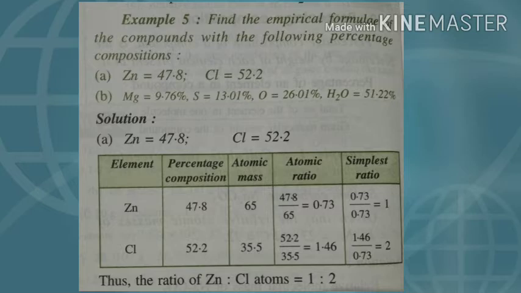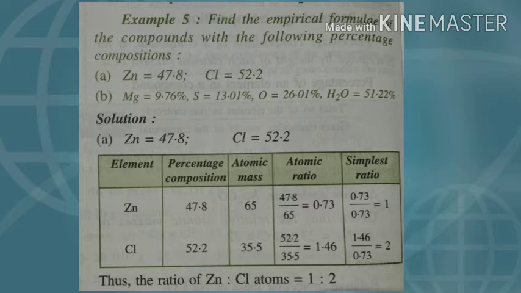So here you will be getting for zinc the smallest ratio or the simplest ratio will be 0.73 divided by 0.73. The value is 1. And in the case of chlorine, how to find the simplest ratio? Yes, you first write the atomic ratio 1.46 divided by the smallest number, that is 0.73. That is equal to 2. 1.46 divided by 0.73 equal to 2. Now you got the simplest ratio. The simplest ratio for zinc equal to 1 and that of chlorine equal to 2.